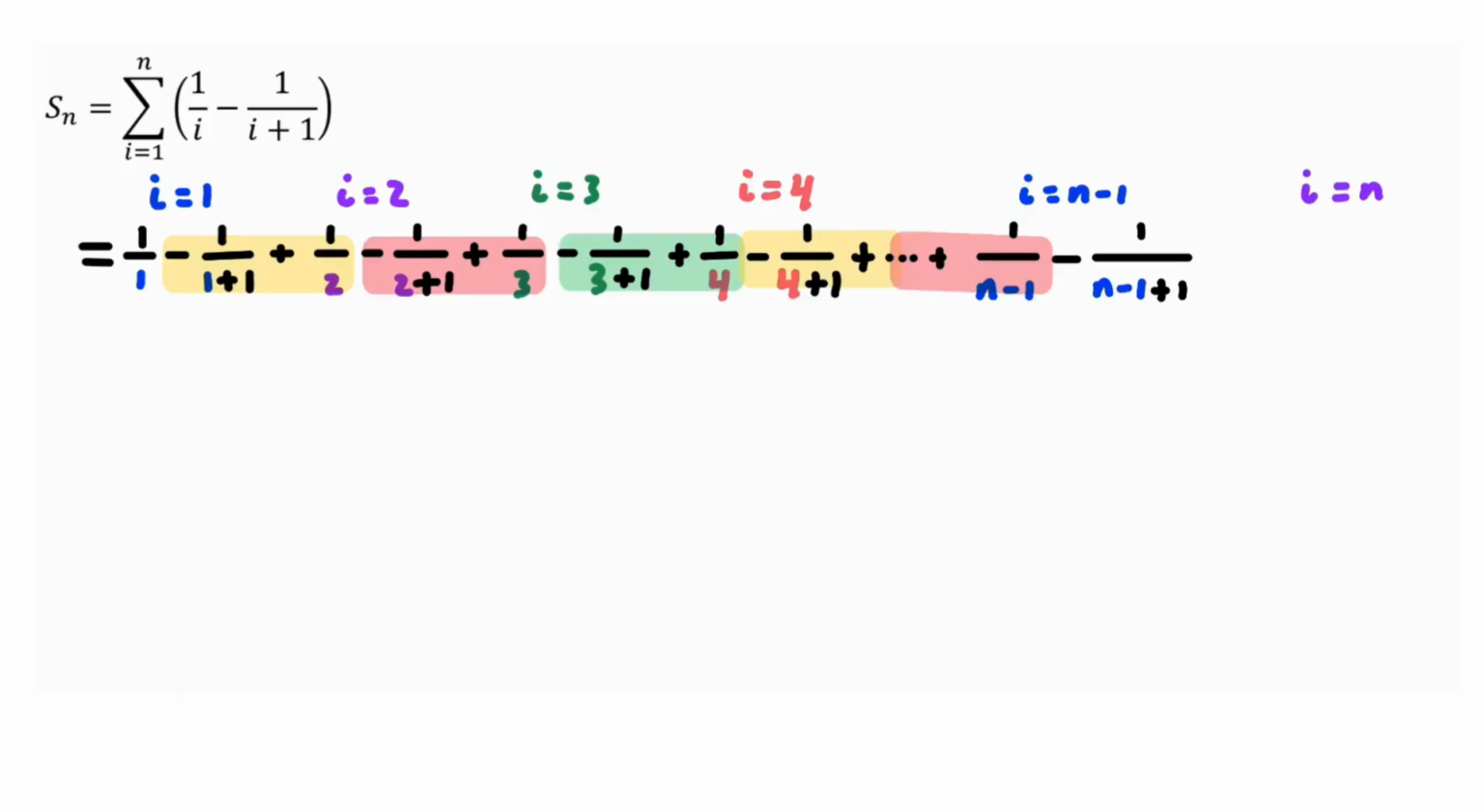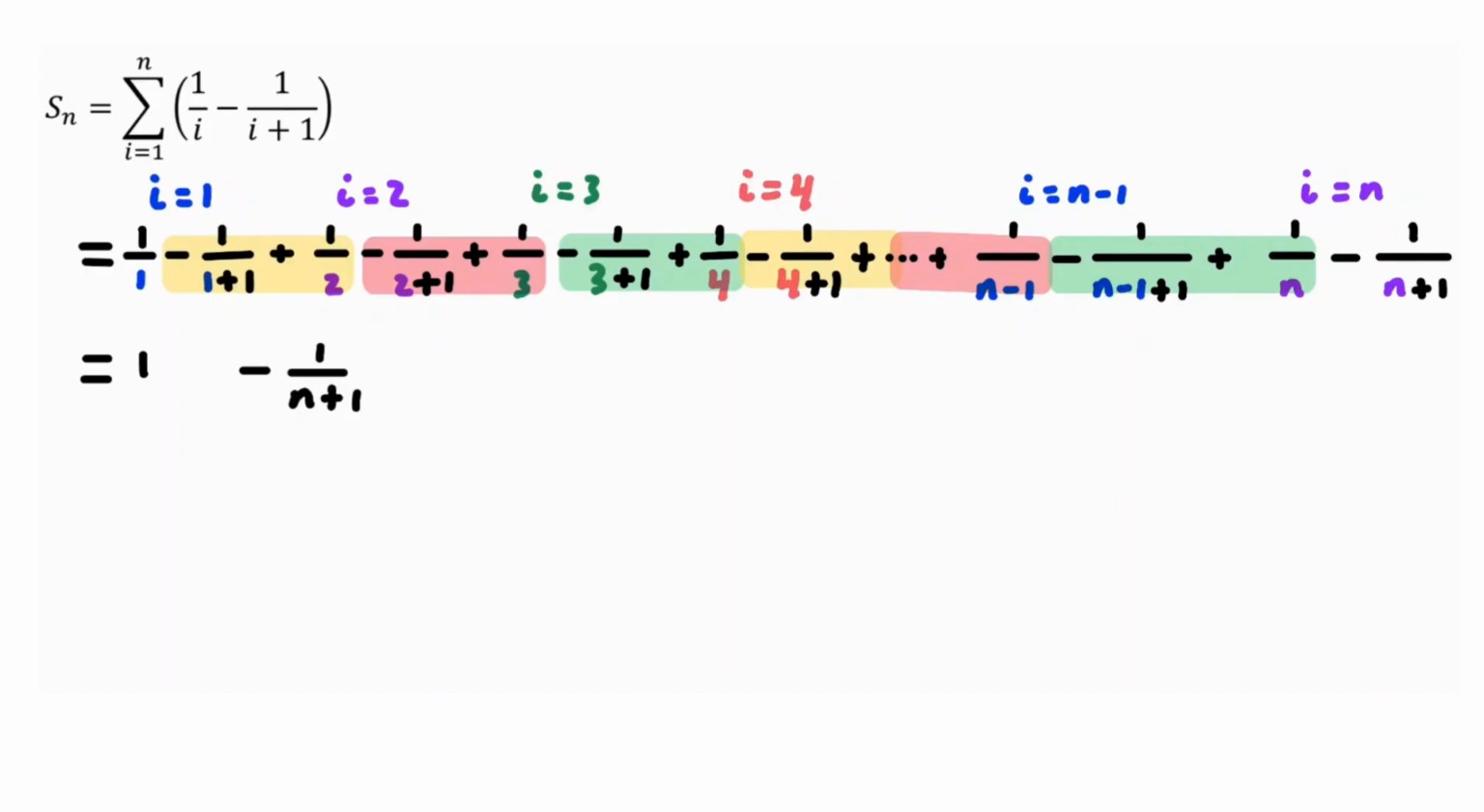Now, finally, we have i equals n. Substitute this in, we get 1 over n minus 1 over n plus 1. And here we'll see that there's a negative 1 over n and a positive 1 over n. So these will cancel. So from here, we should get 1 over 1, which is 1, minus 1 over n plus 1. Let's move that a bit closer to make this easier to see.